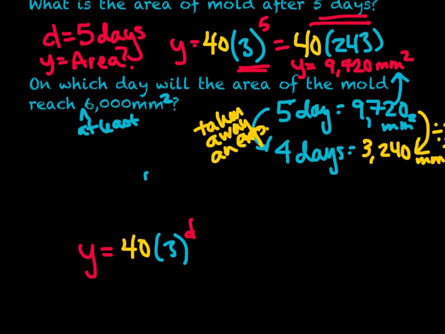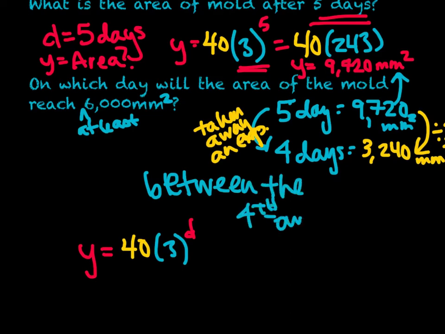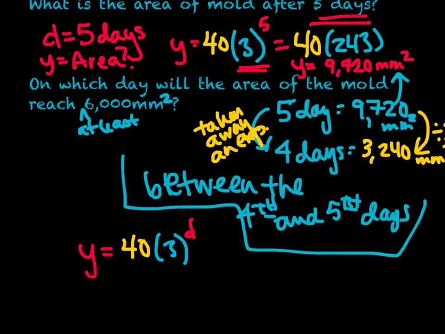So on which day will the area of mold reach at least 6,000 millimeters squared? We could say between the 4th and 5th days we'll have that scenario of 6,000 millimeters squared being covered on those burgers. So again, while this was a disgusting video, at least we have real life context, right?